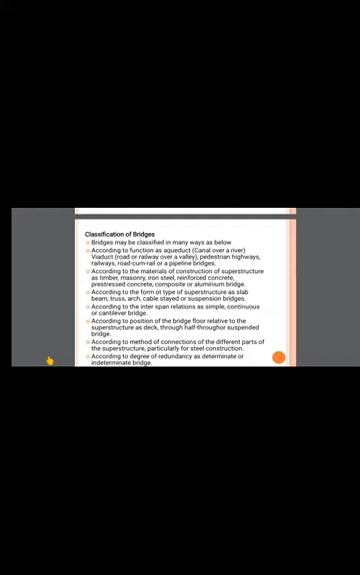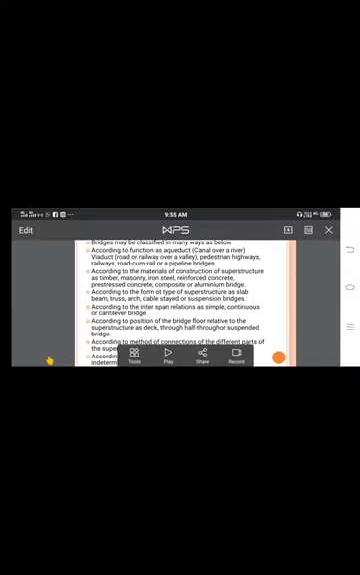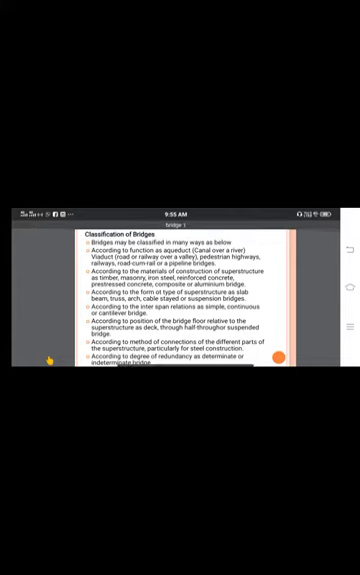For example, some river is flowing. Above that, the canal is going to be placed. The canal alignment has come, and for the movement of that canal, we are going to provide the aqueducts.